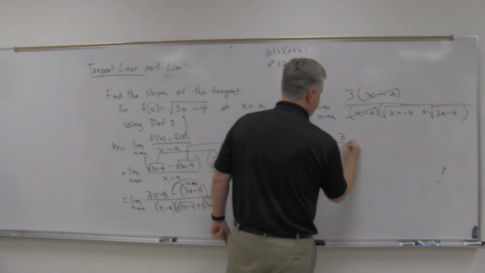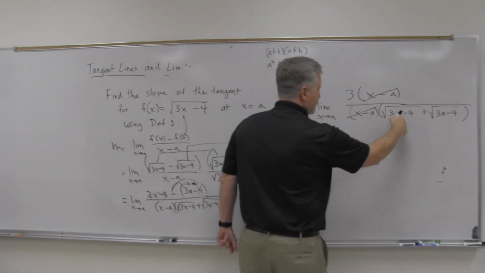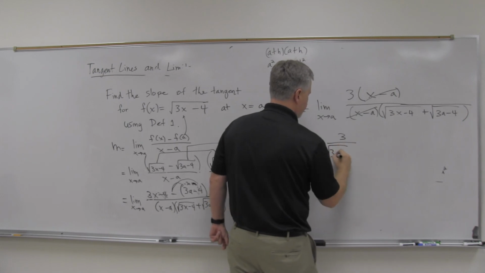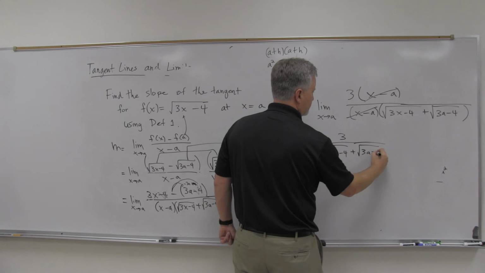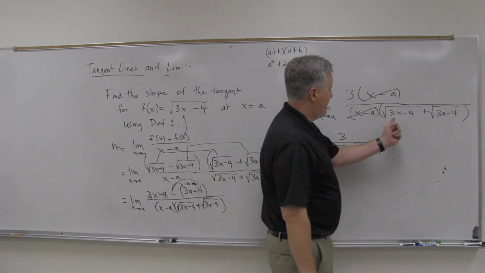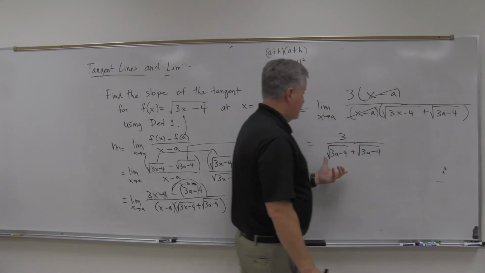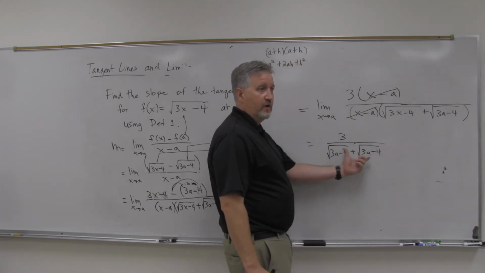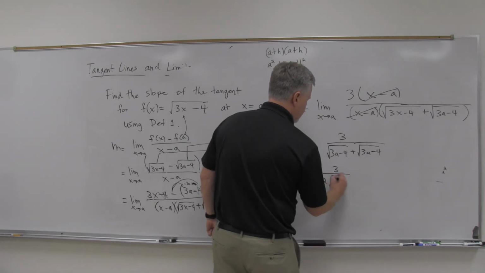As x goes to a, top stays 3. The square root of 3x minus 4 becomes the square root of 3a minus 4, plus the square root of 3a minus 4. Nothing to plug in because it's the x that's going to a here, so we just change that to a. The bottom, you got 2 square roots of 3a minus 4, so that's 3 over 2 square roots of 3a minus 4.